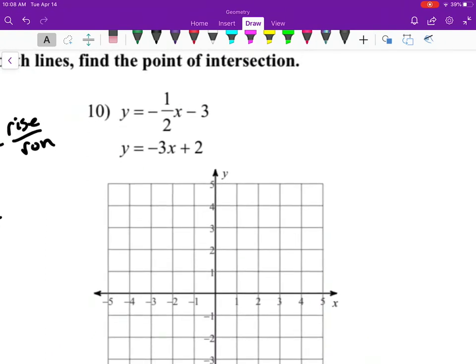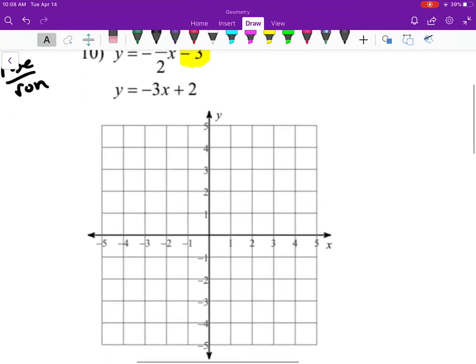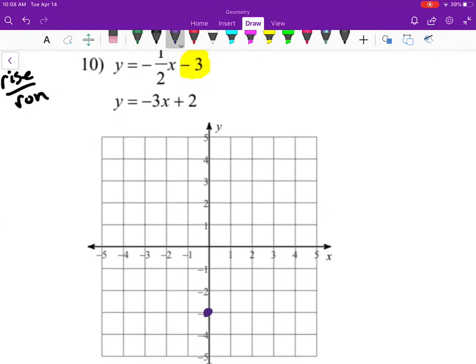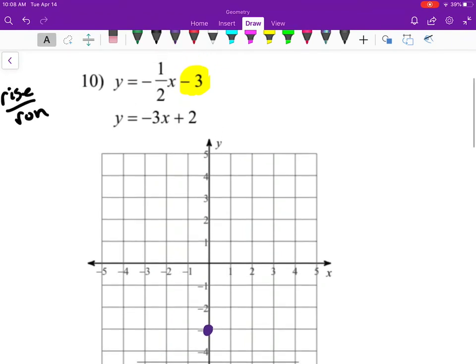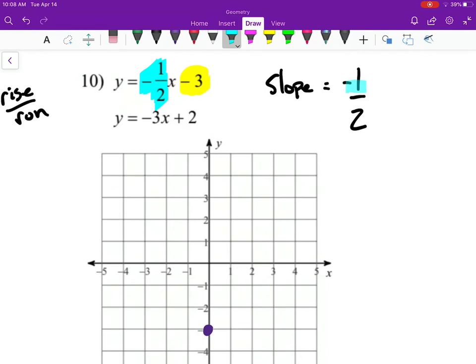Okay, so in this case, right, start at your y-intercept. So my y-intercept for that first line is negative 3. And my slope, remember, is that number that's right next to the x. Okay, so my slope is negative 1/2. Okay, so to do that, you can do it one of two ways. You can think of it as negative 1 over positive 2. So my rise would be negative 1 or down 1, and my run would be positive 2.